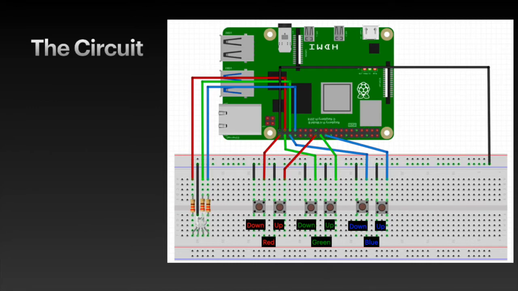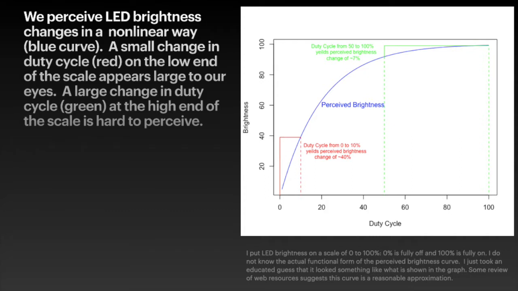So to get it to go back down, you'll press the down button for that color, and as you press that, it'll go down until it reaches 0% duty cycle or fully off. So you can use the 2 buttons to make the color brightness increase or decrease in the duty cycle scale. So we've learned that LED brightness changes non-linearly with duty cycle.